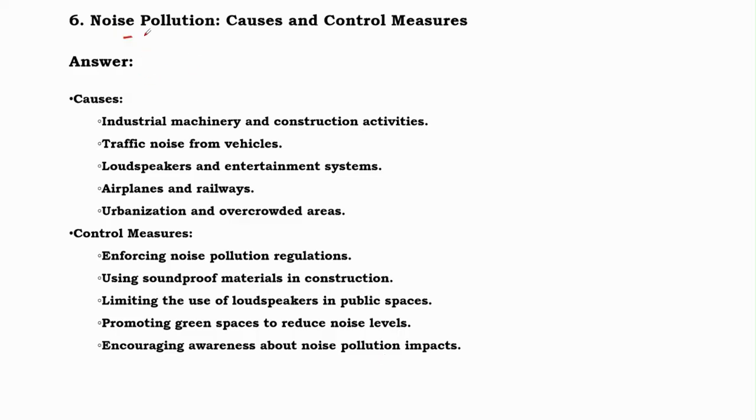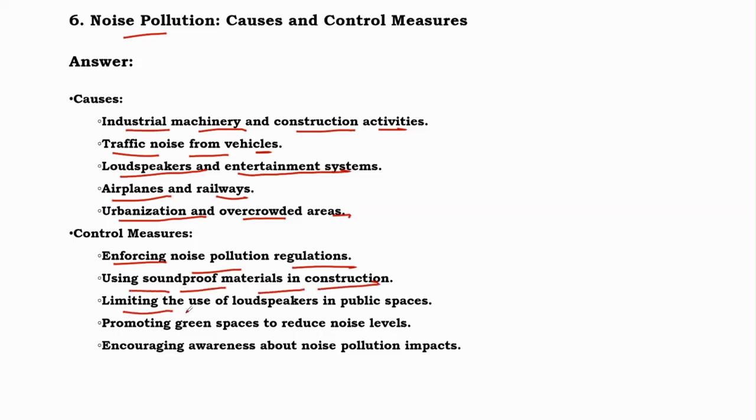So noise pollution: industrial machinery and construction activities, traffic noise from vehicles, loudspeakers and entertainment systems, airplanes and railways, urbanization and overcrowded areas. Control: enforcing noise pollution regulations, using soundproof material in construction, limiting the use of loudspeakers in public spaces, promoting green spaces to reduce noise levels, encouraging awareness about noise pollution impacts.